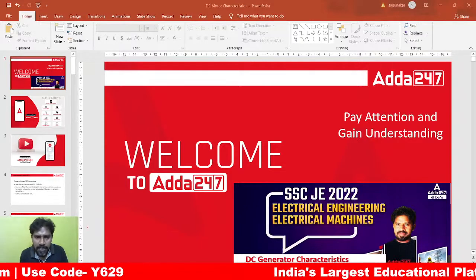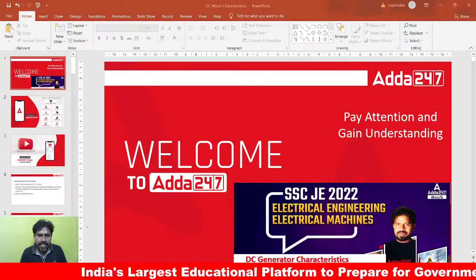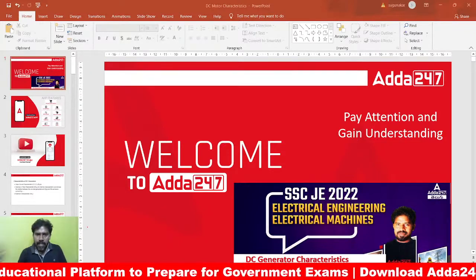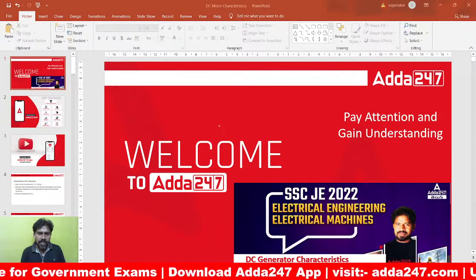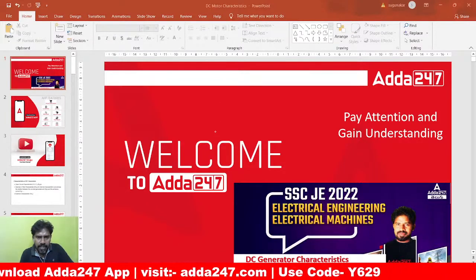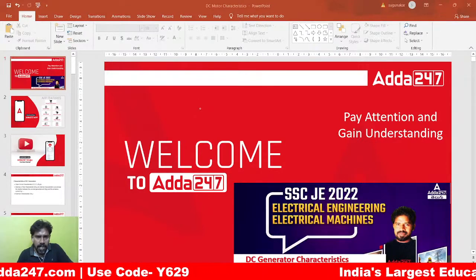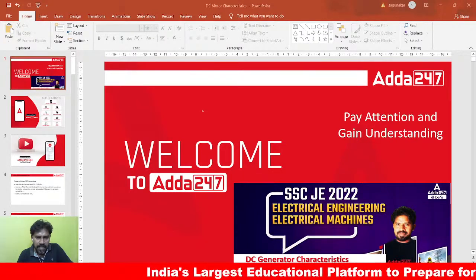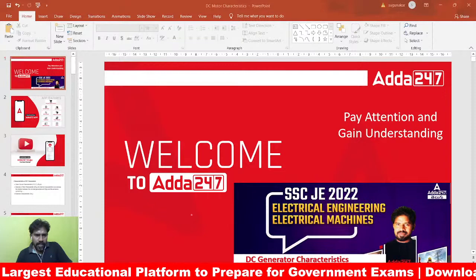So what will happen between this open circuit and internal characteristics? Due to the effect of the main field flux and the armature flux, that is armature reaction, we are getting some gap between the OCC and internal characteristics. If there is no armature reaction, this must be equal to this one. Due to armature reaction, this generated EMF is less than the no load EMF.